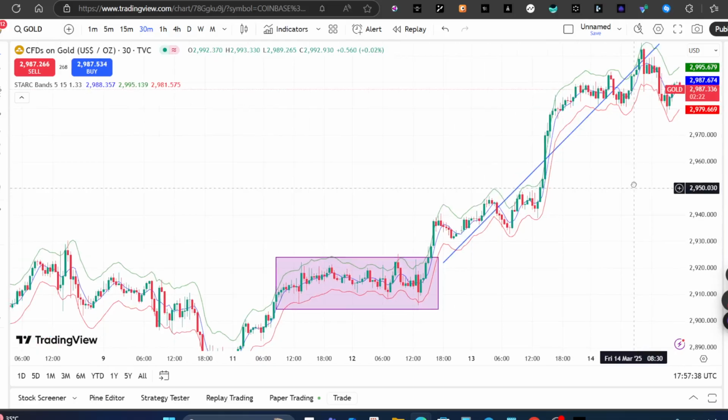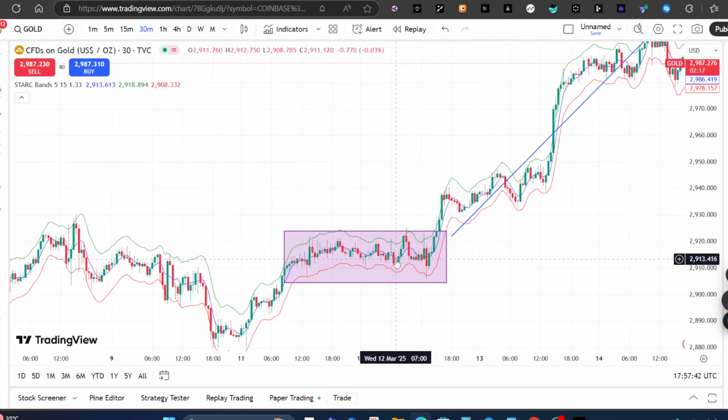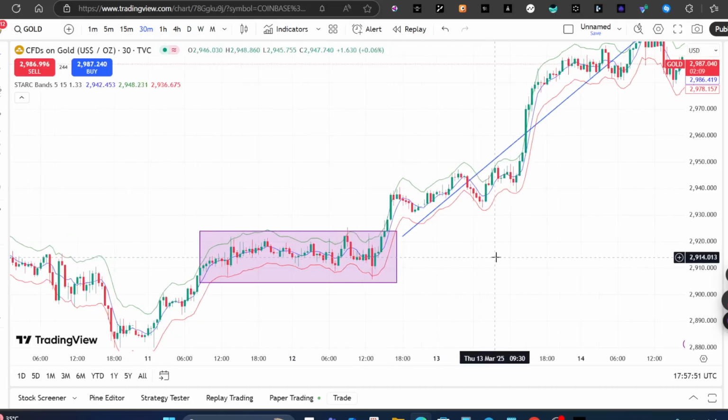But here's the thing, no indicator works in a vacuum. While Starc bands can be extremely helpful, they work even better when combined with other tools in your trading arsenal. For example, you can decide to combine the Starc bands with a momentum indicator like the relative strength index or the moving average convergence divergence. Here is how it works.